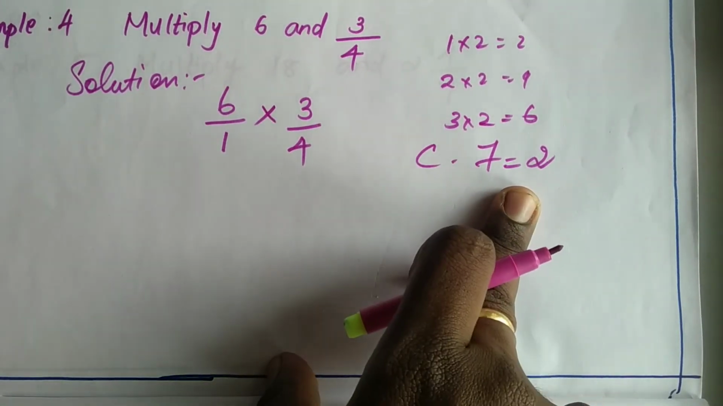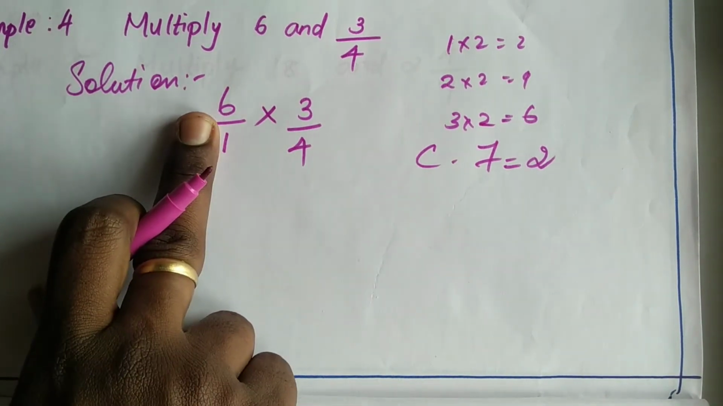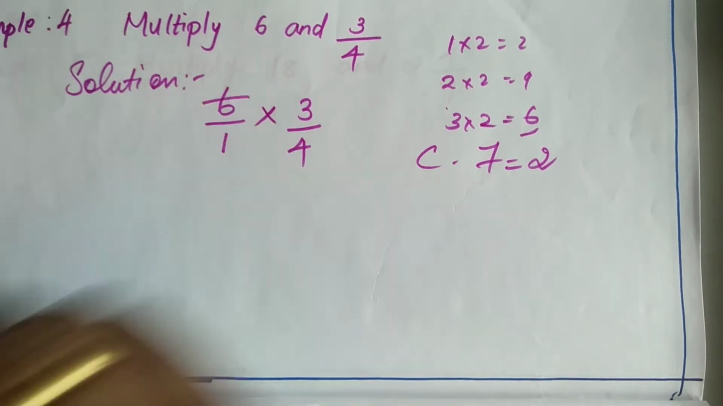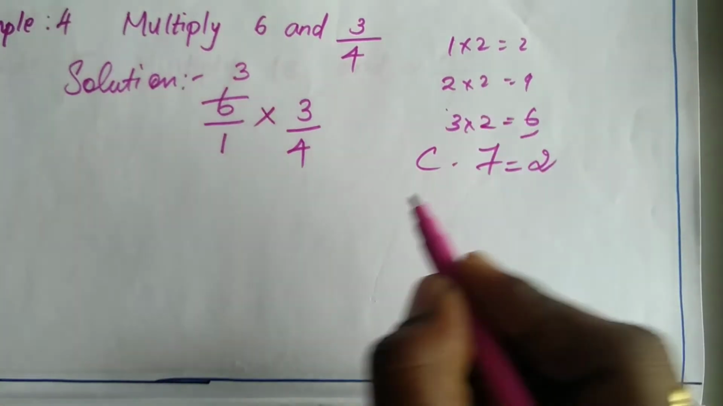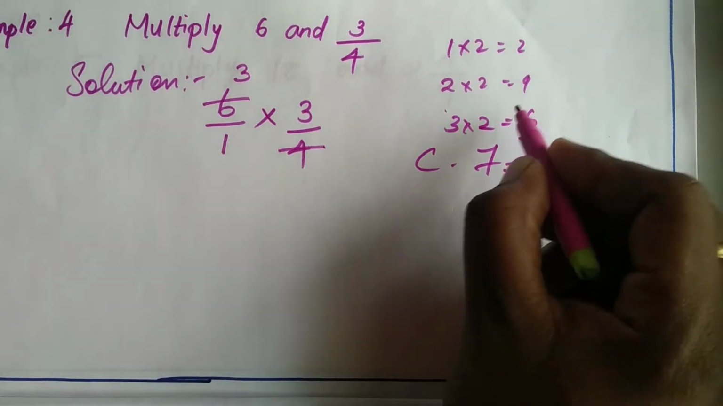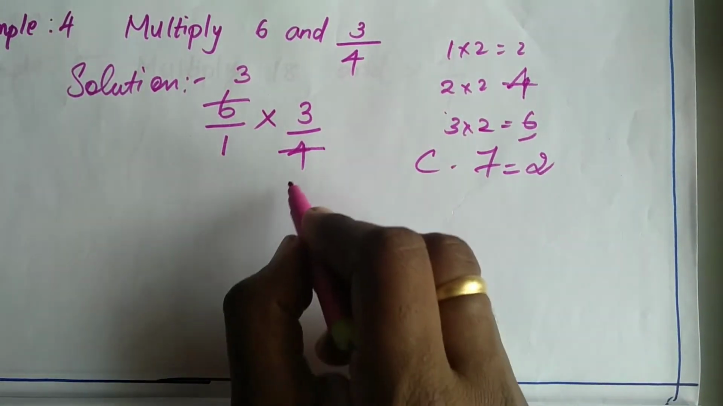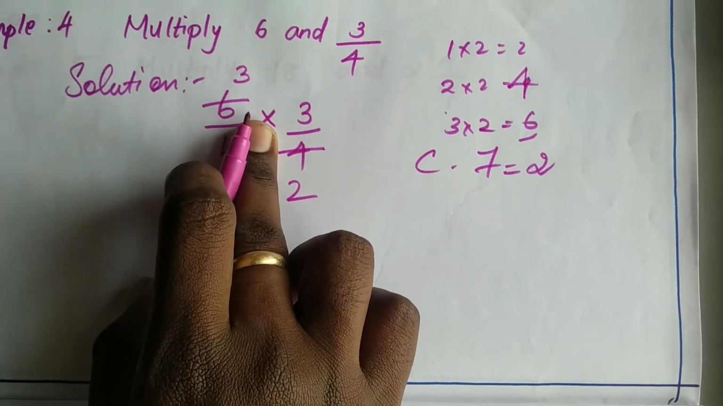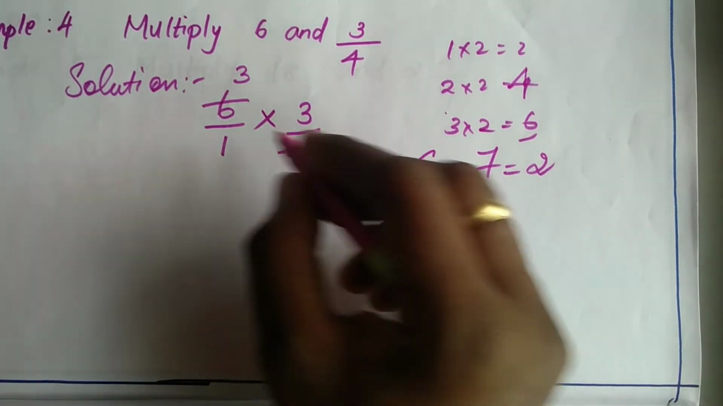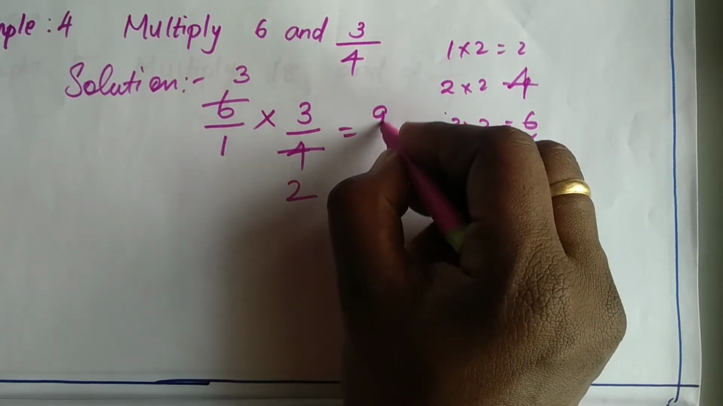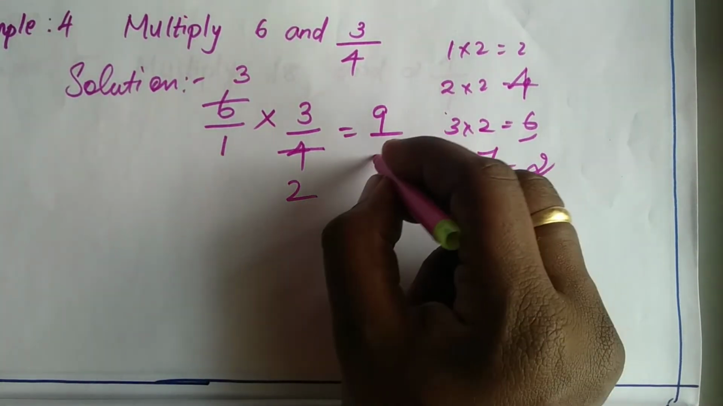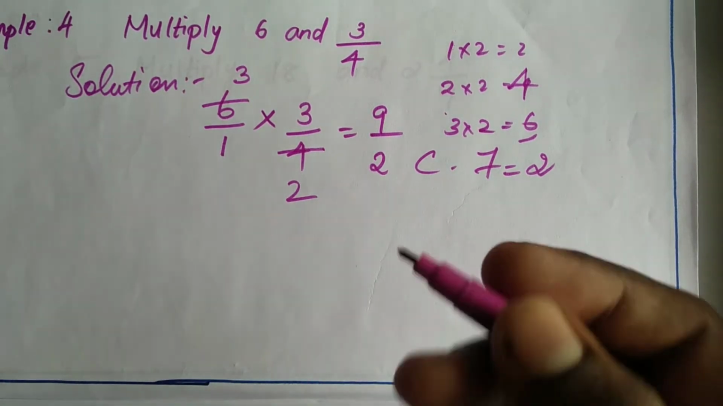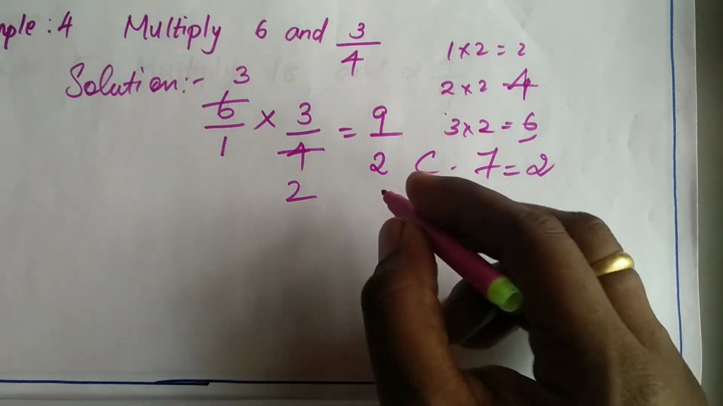Here the common factor is 2. In the 2 table, how many times is 6? 3 2s are 6. So cut this 6 and write here 3. Again, cut this 4: 2 2s are 4, so 2, because the common factor is 2. Then multiply it and write. 3 into 3 gives you 9, 1 into 2 gives you 2. 9 by 2. So convert this into a mixed fraction. 9 by 2 is the answer.